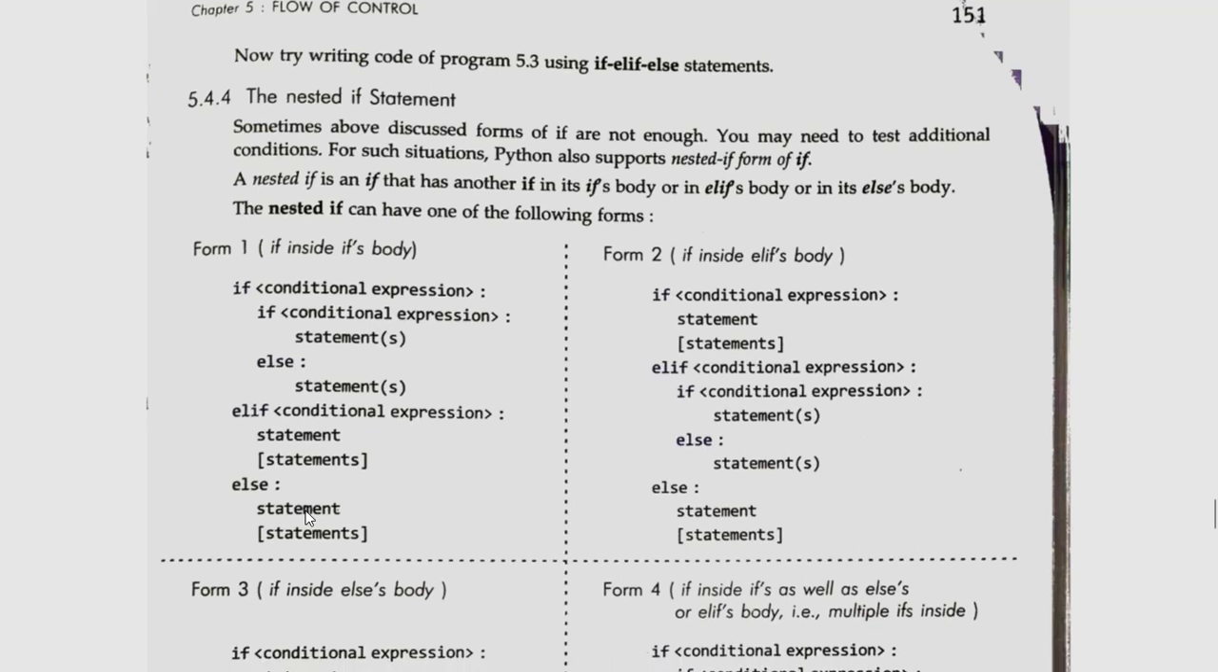Now let's see what the third part is. Third is the if inside else body. Now how can we execute the program if the if body is inside the else body? See how you can do this. First, again, an if conditional expression will be there. If that condition becomes true, the set of statements will be executed. But if the condition becomes false, it will come to this elif statement. In this elif statement, again the conditional expression will be tested. If it becomes true, these set of statements will be executed, and if it becomes false, the else part will be executed.